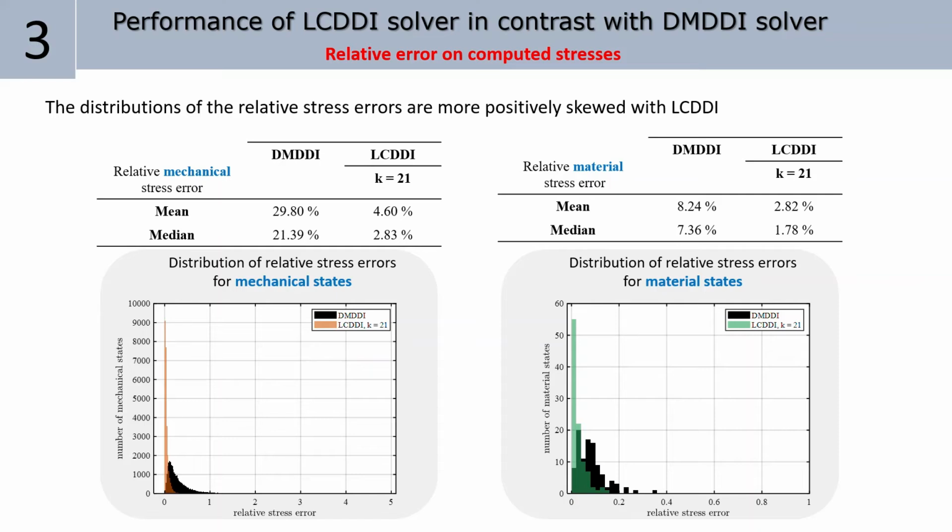For example, if we look at the stress errors for the material states, the distribution given by DMDDI has a mean of 8.24% and a median of 7.36%, while the distribution of errors given by LCDDI has a mean of only 2.82% and a median of 1.78%.